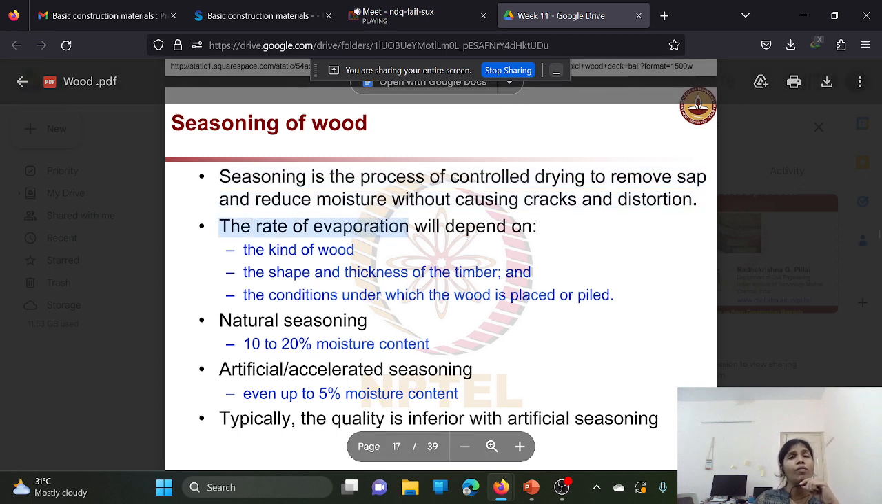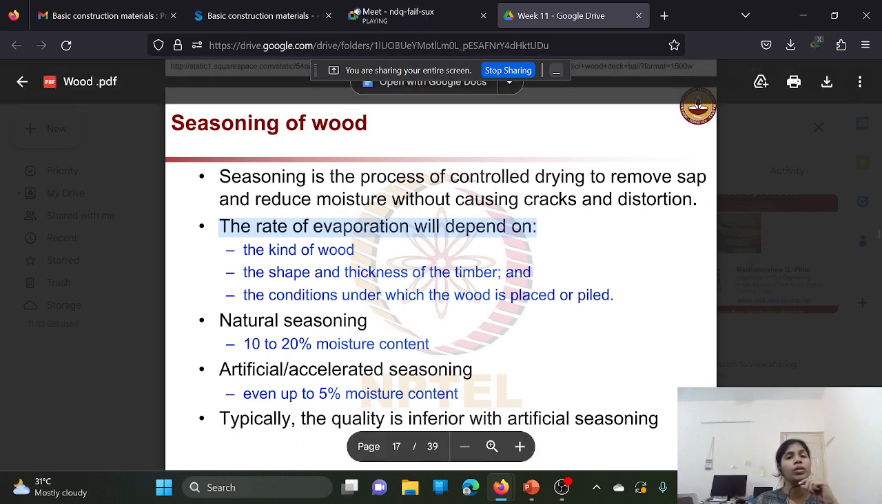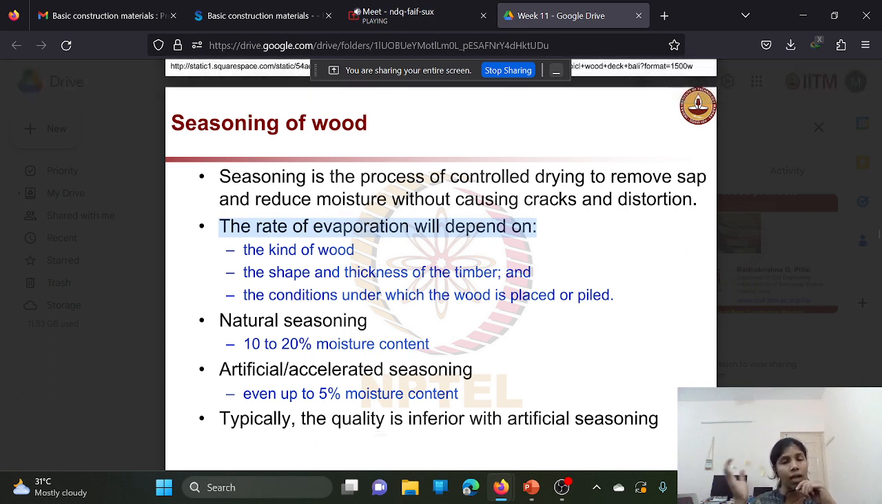And the rate of evaporation, that means the rate at which the moisture content will be evaporated from the wood, will depend on many factors. It will depend on the kind of wood, the shape and thickness of the timber, the conditions under which the wood is placed or piled, and the weather conditions also, right?